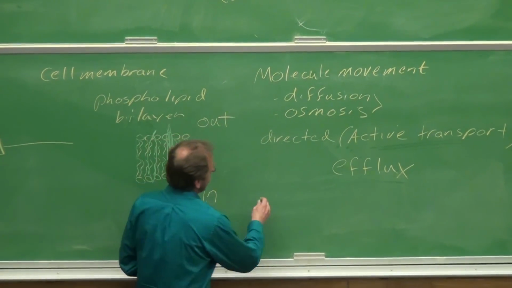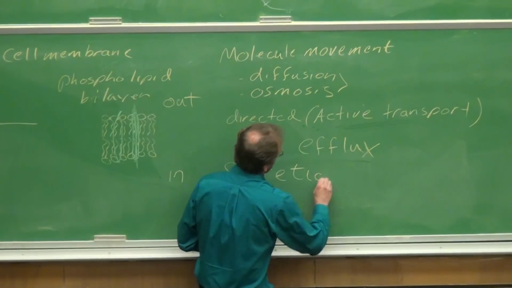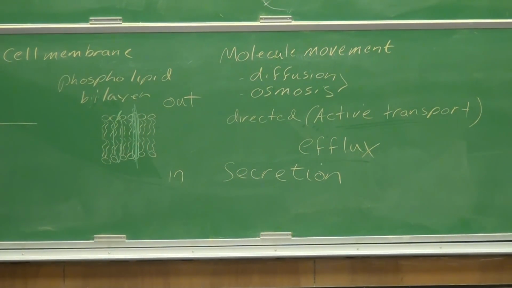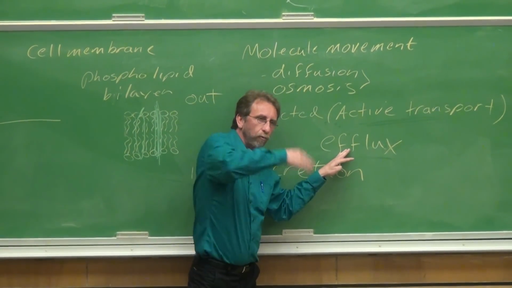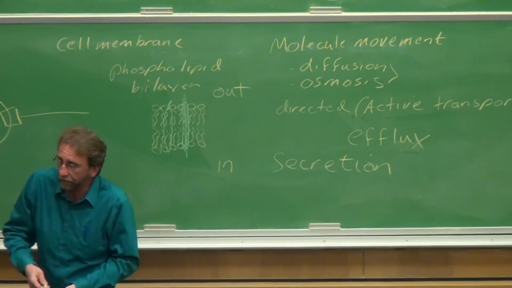And then one more type of movement across the membrane that I want to mention here, and that's secretion. Secretion, now, these are things that the cell is producing. Efflux are things that are moving into the cell that the cell wants to get rid of. Secretion are things that the cell is producing that it is then releasing into the environment.